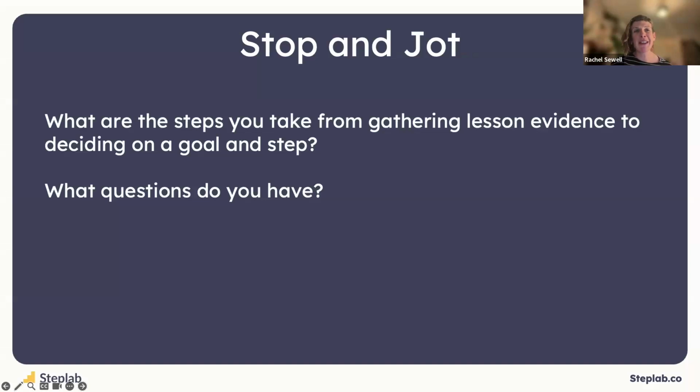So maybe just take a second to summarize what you've taken from that. What are the steps that you're going to take using Steplab, from gathering lesson evidence to deciding on a goal to deciding on a step? And have you got questions at this point? So take 30 seconds to have a think, and then we'll hear from each of you.